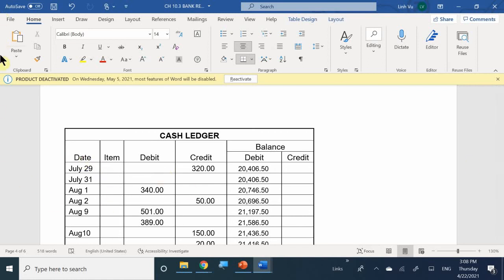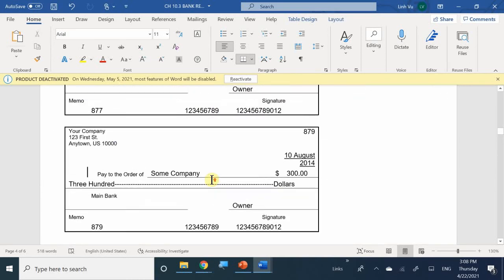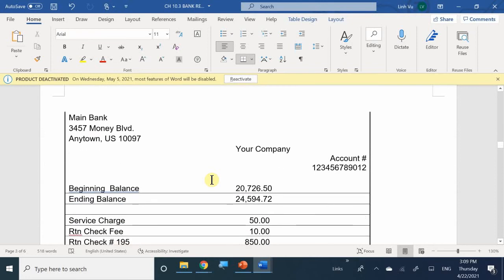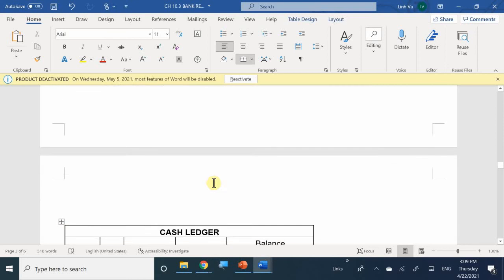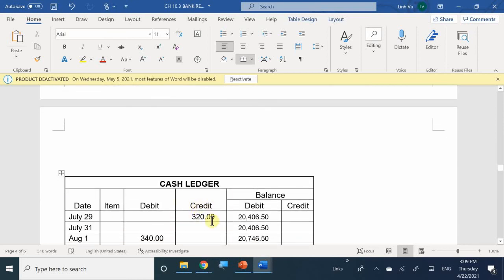So the first thing that we have here on June 29 is that we wrote a check out for $320. Okay? So that made our bank account drop by $20,646.50. Now let's take a look at our bank statement. Did we start out with $20,470? Well, that's prior to this. So if we added back that 320, we should have started out with that. One thing is that our bank matched our cash ledger from the very beginning.